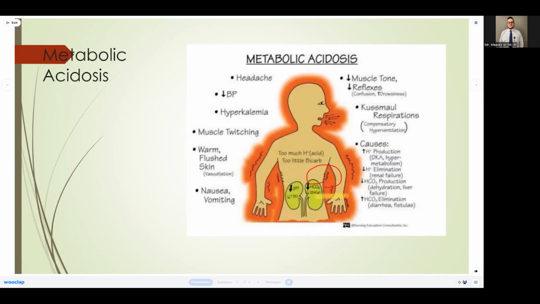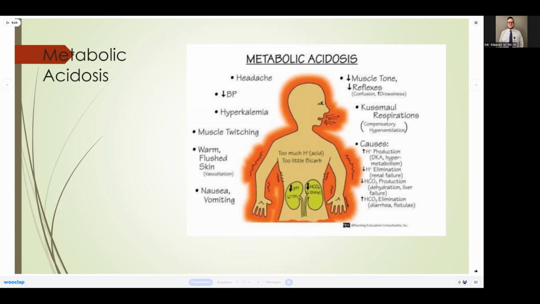But this is why: you blow out the CO2 and breathe it right back in and bring your CO2 up. On the other side, metabolic, again, can be one of the four, but it's only going to be respiratory or metabolic. Metabolic acidosis is a low pH on the scale, and a bicarb that's going to be low.